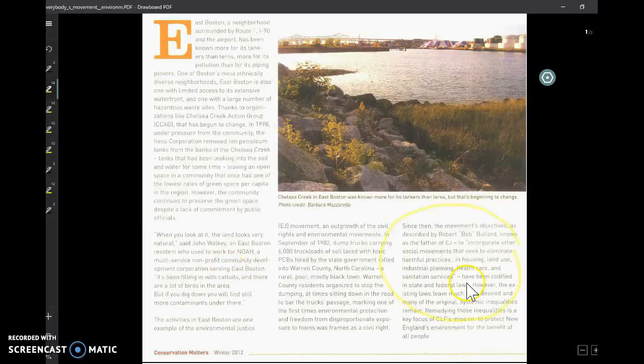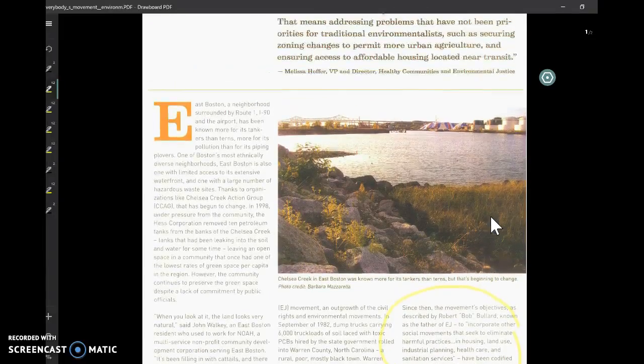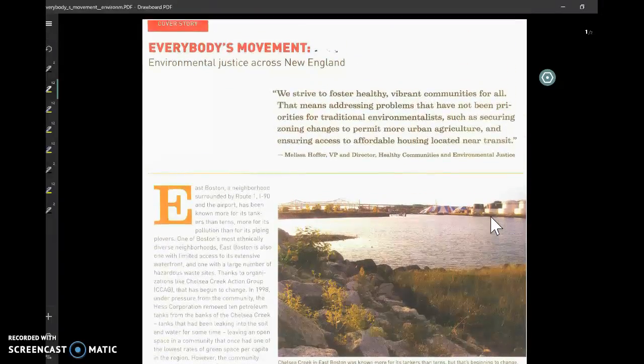For a definition of environmental justice, I turn to this article that I should probably post on Blackboard as well. Known as the father of environmental justice, Robert Bullard has a definition I really like: to incorporate other social movements that seek to eliminate harmful practices in housing, land use, industrial planning, healthcare, and sanitation services. This article is actually about environmental justice in the Boston area.